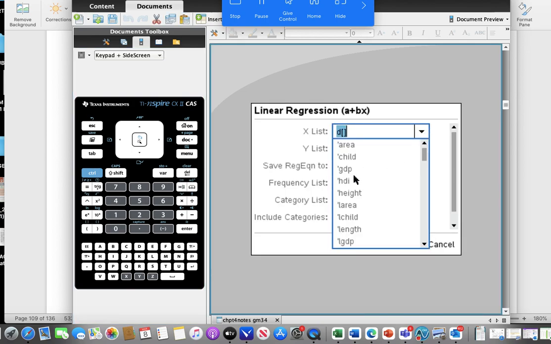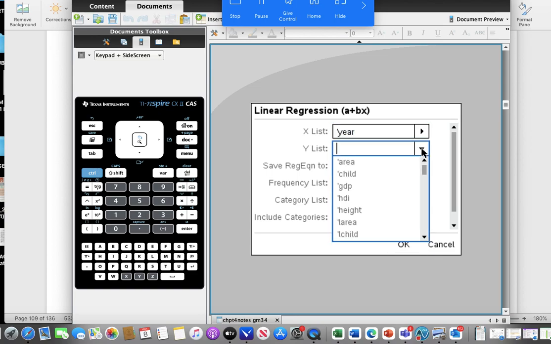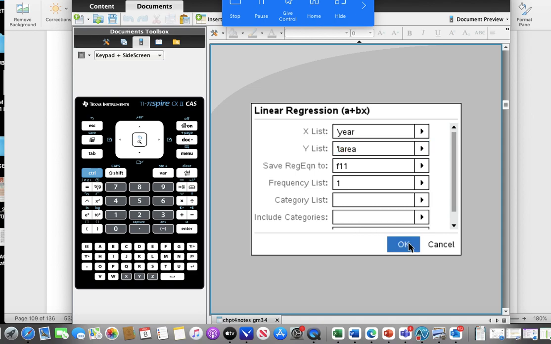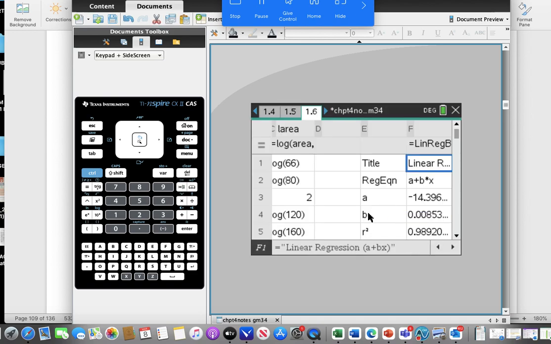X I didn't change, which was year for me. And the log I did, it was log area, which is there. And I click OK. So remember they gave us that B value? Is that looking like what they had? Yeah, so I know I've done it right.